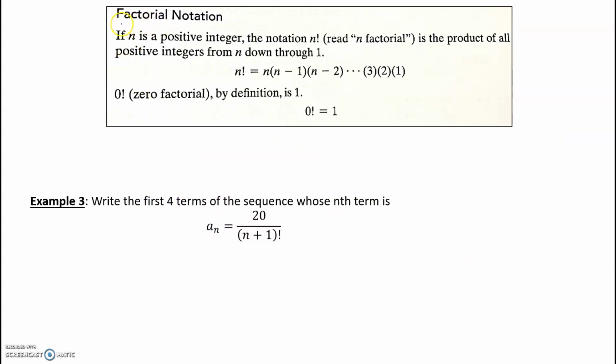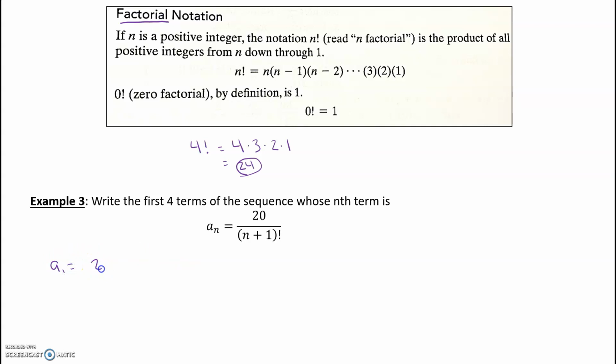We're also going to see some factorials. Understand what a factorial represents. If you had 4 factorial, that means it's 4 times 3 times 2 times 1. So 4 factorial is 12 times 2, which is 24. All right, so notice you just keep subtracting 1 all the way down to 1. 4, 3, 2, 1. So this says write the first 4 terms. Let's try it.